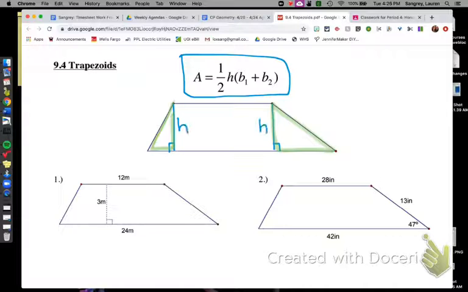But remember, your height and your base still form right angles together. We have 2 bases. Those are the parallel sides, and the non-parallel sides are called the legs. So there's a quick trapezoid review.